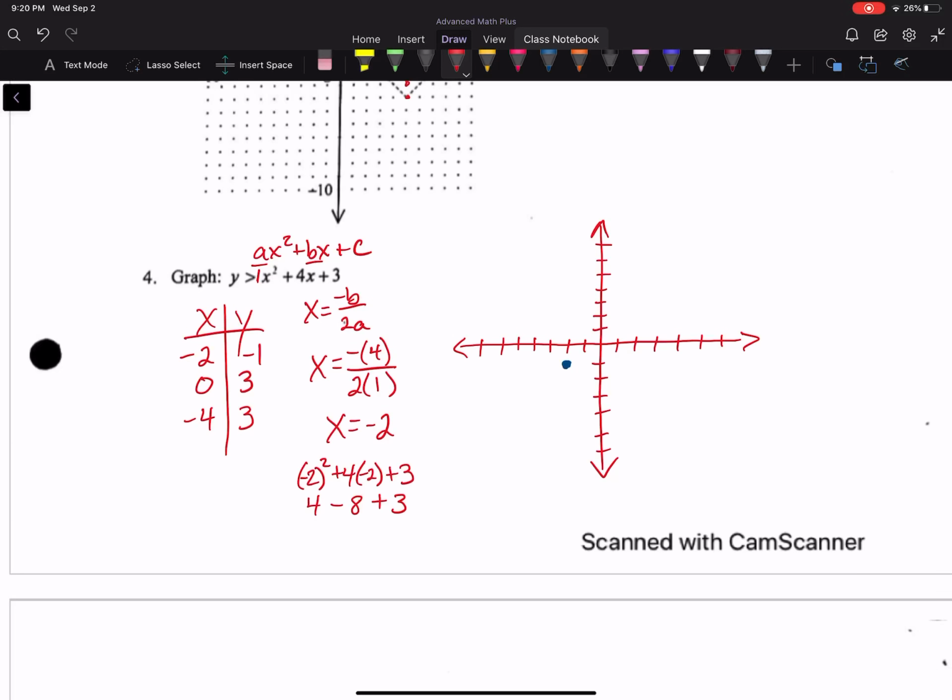So 0, 1, 2, 3, and 4, negative 4, 1, 2, 3. So there are your 3 points. This is a greater than, just greater than. So since it's not equal to, I do a dashed parabola. And since it's greater than, I shade up. So I shade above it. Okay? And that's all there is to that.